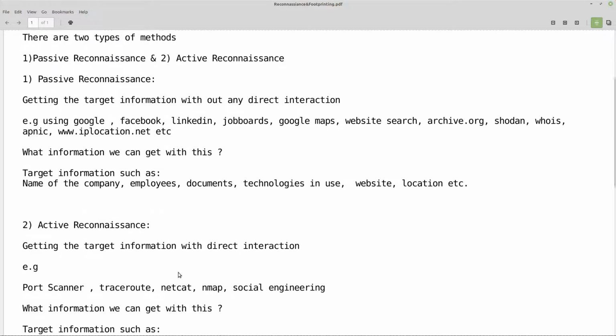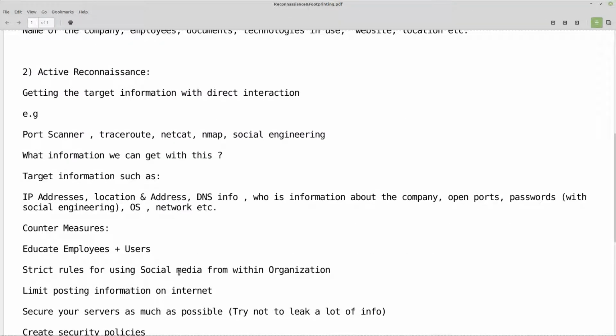Then comes active reconnaissance. In active reconnaissance, we have direct interaction with the target. For example, we do port scanning, we use traceroute, netcat, nmap, and social engineering. Social engineering is also active reconnaissance because we are actively interacting with an employee of that company or a user over the telephone and so on to gain information. And port scanning is also a kind of active reconnaissance because we are interacting directly with the target. So port scanners come in active reconnaissance as well as in the scanning phase.